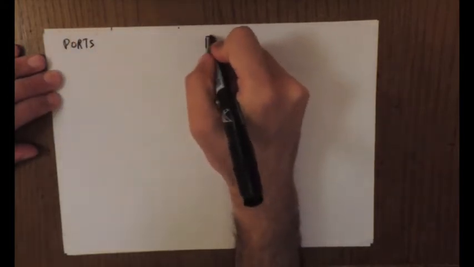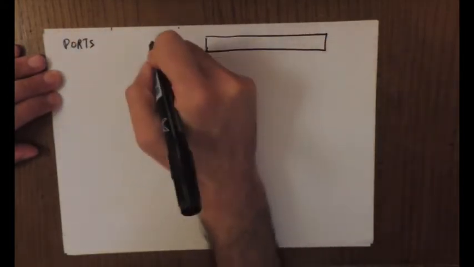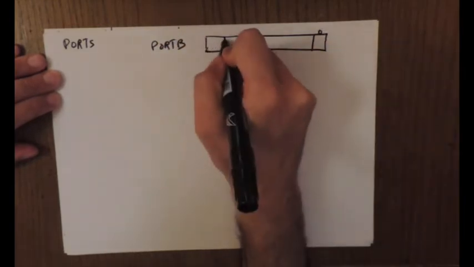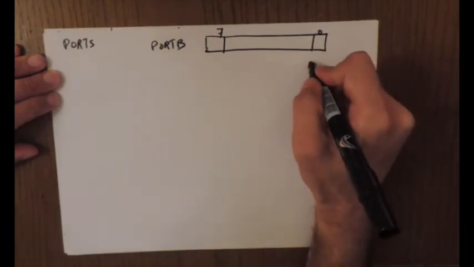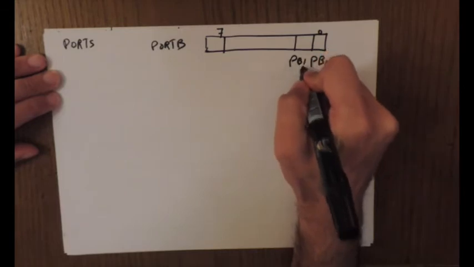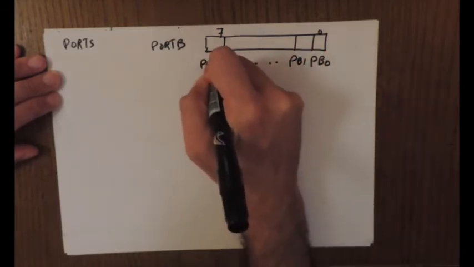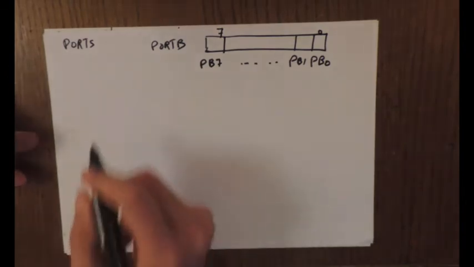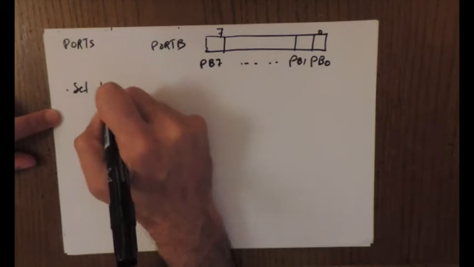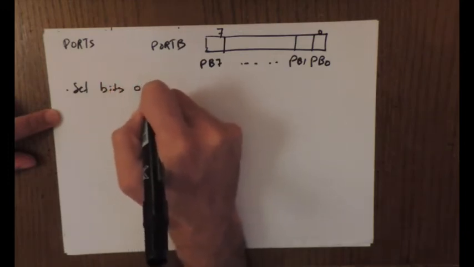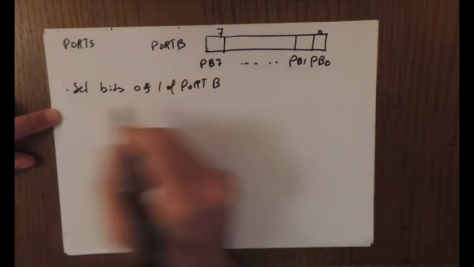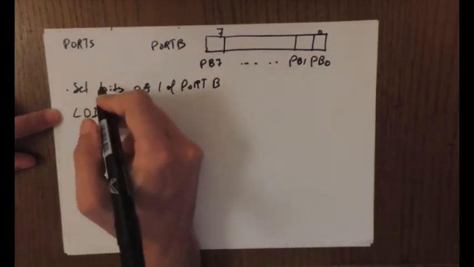We also have shortcuts for ports. For example, we know that ports B, C and D, all of them, go from bit 0 to bit 7. This will be called PB0. This is PB1, and this goes all the way to PB7. So let's say I want to set bits 0 and 1 of port B. I can do it easily using the directives.